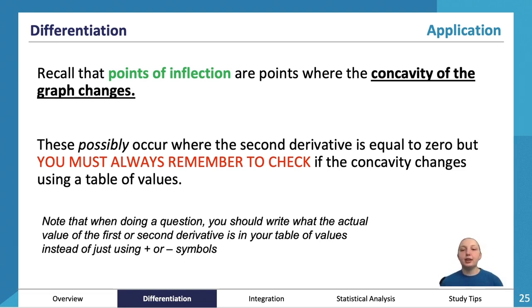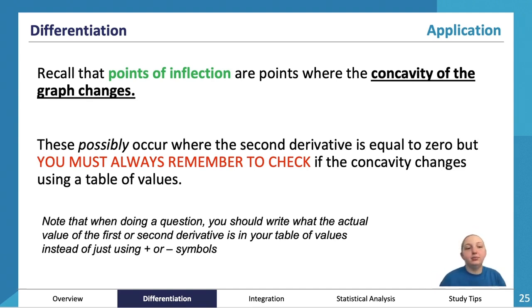And so the other thing we want to think about is that points of inflection are going to be the points where the concavity of your graph changes. So your points of inflection possibly occur where the second derivative is equal to 0, but this is where the possible comes back. But you also have to check that the concavity changes using a table of values, okay? Because your point of inflection is the point where the concavity of the graph changes. So this might happen when the second derivative is equal to 0, but it also might not.